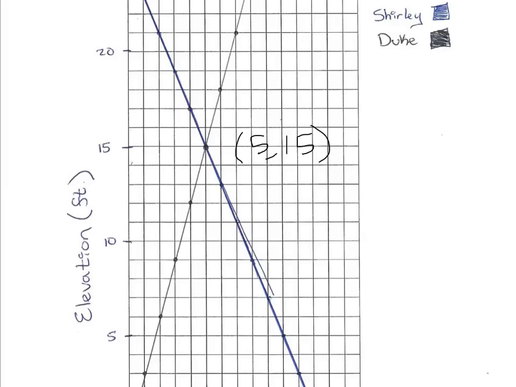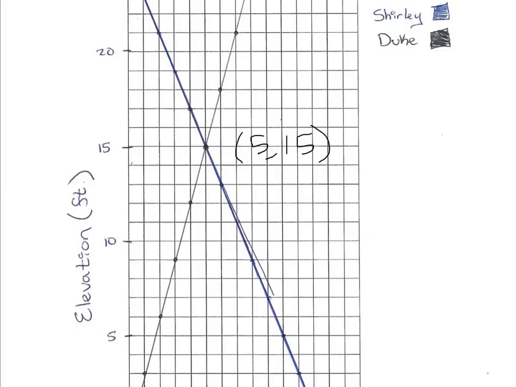Number 2 says, at what time do Duke and Shirley pass each other? Well, they are passing each other right at this point right here. That's where they meet up. And that time is 5 seconds. So for question 2, please put pass at 5 seconds.